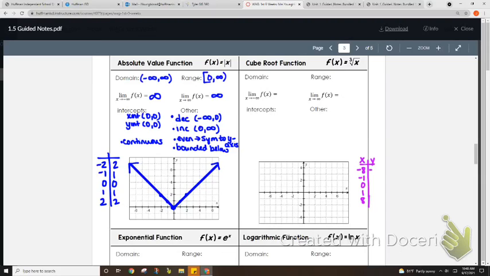So the cube root of negative 8 is negative 2. Of negative 1 is negative 1. 0 is 0. 1 is 1. And the cube root of 8 is 2. Now, we haven't talked about it yet, but a radical and an exponent, remember, are inverses of each other. And inverses means you switch the x and y.